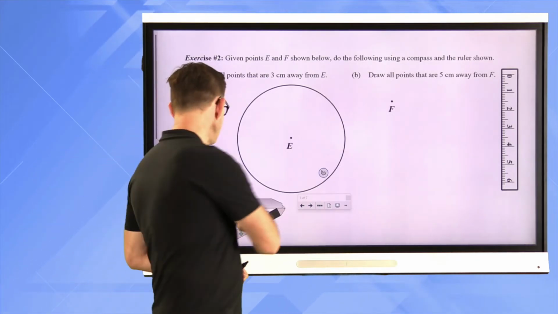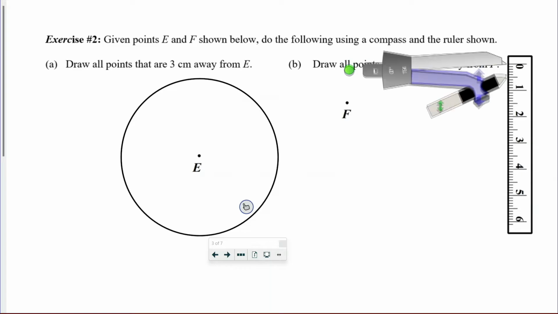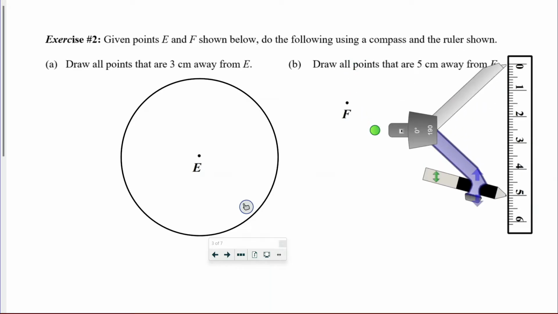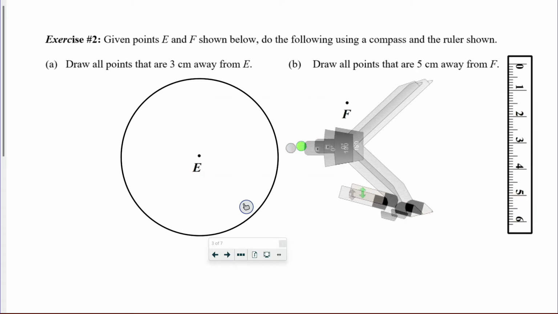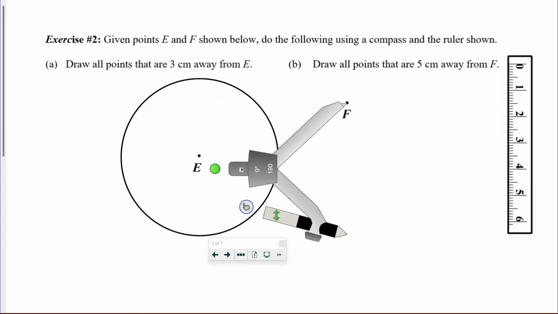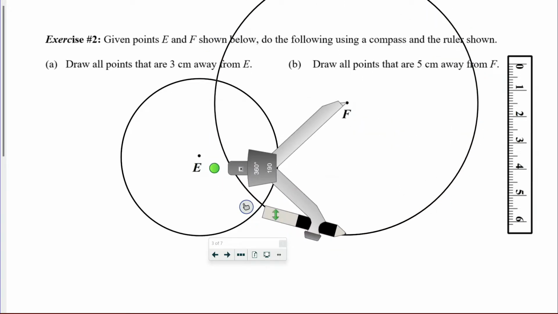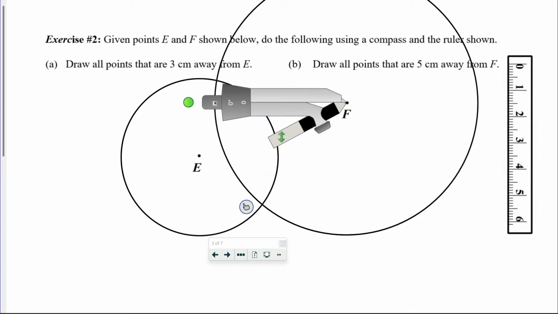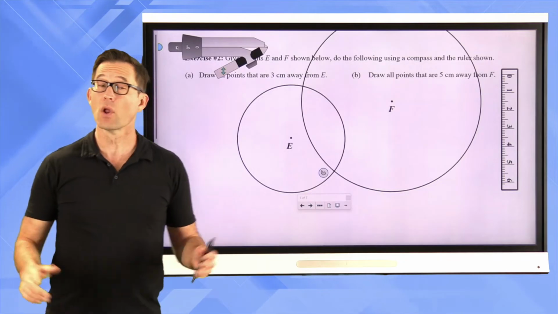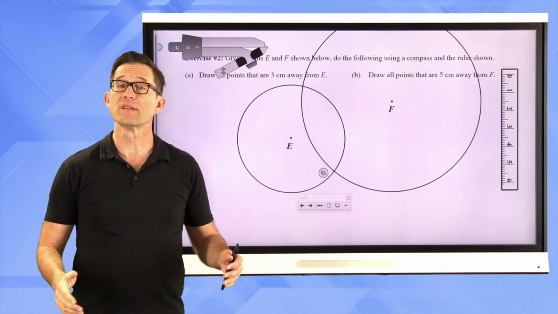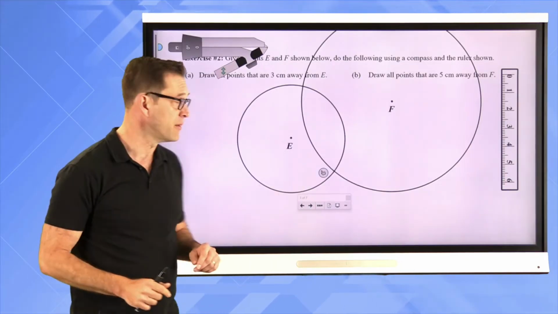All right, let's do it. 5 centimeters away from F. Let's see if I can get it right this time. All right, give my sharp pointy end there. Okay, let me just make sure that looks like 5. Pretty good. Put the pointy end here now, and let's do it. Okay. And let's just move this out of the way so we can see clearly. All right, larger circle, right? Because now we're talking about points that are farther away from F than they were from E.